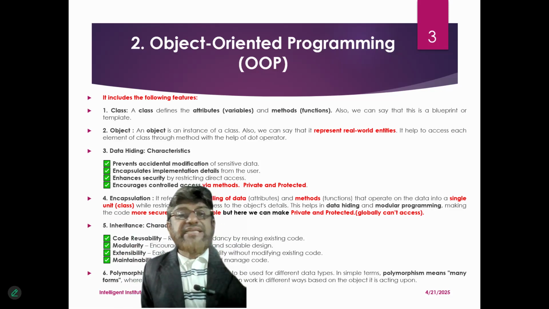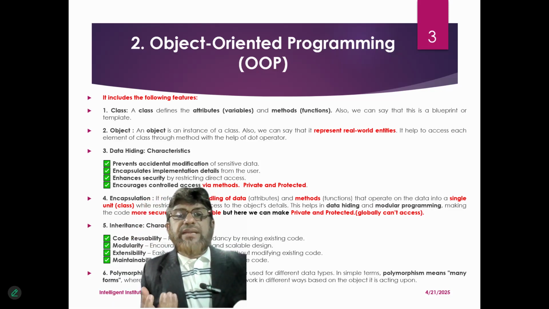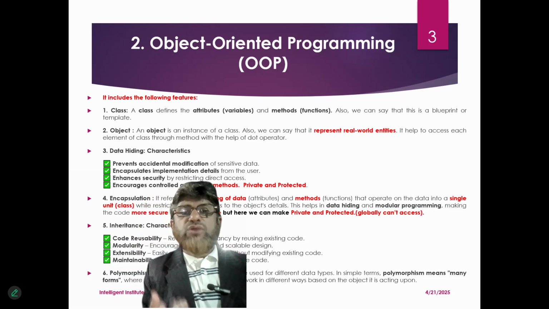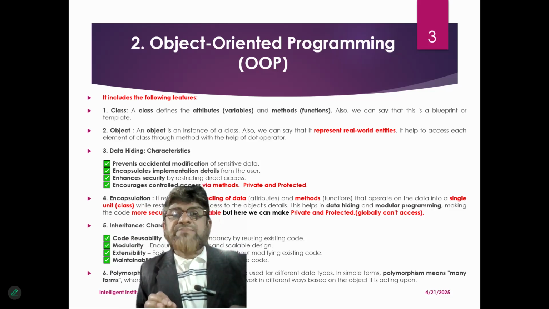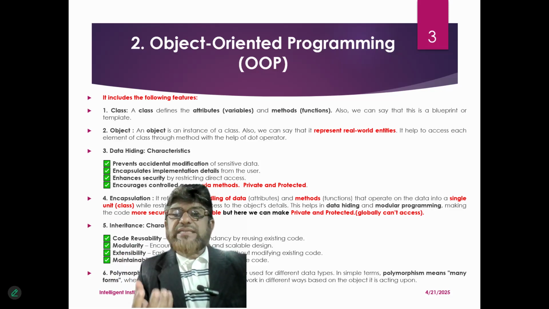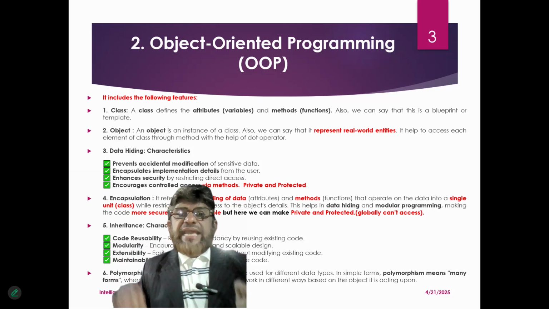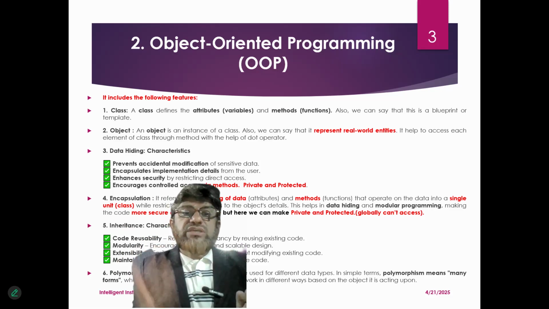Next feature we have is encapsulation. Basically, with encapsulation we can do the bundling of data. It means that we create a class with attributes and methods, so that we can construct a single unit, while restricting direct access with the help of the object. This also helps with data hiding and modular programming, making the code more secure and more manageable.